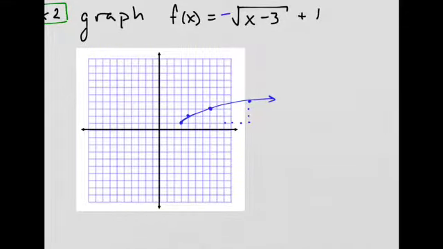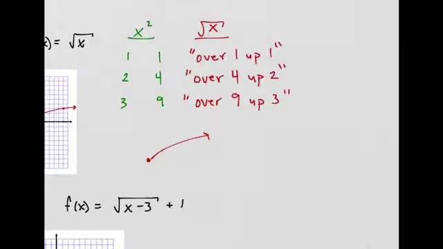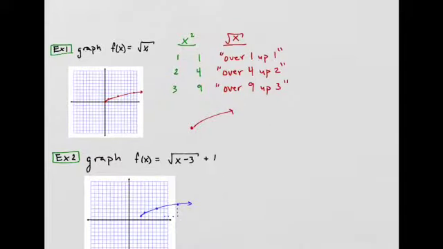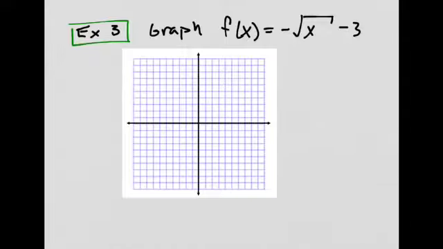Now we just need to figure out what happens when we have a negative on the outside. Remember, when you had parabolas, all of those just changed to down. So if that's what you think is going to happen here, you're absolutely right. So that's what we're going to do, except we're going to take a look at this example. So here we go.